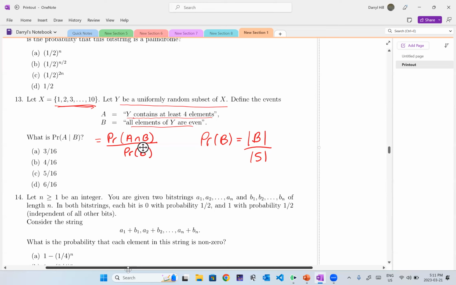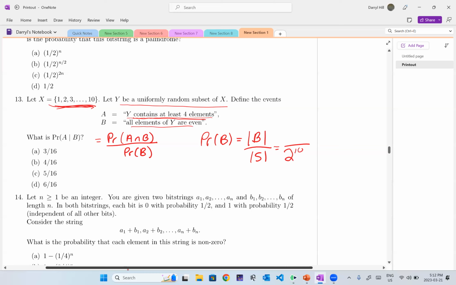So one of the events is Y contains at least 4 elements, so we have to talk about all different sizes. So how many subsets are there of a set? Yeah, so there's 2 to the power N, so 2 to the power 10 here. Okay, and B is all the elements of Y are even. So how many subsets can we choose from X that are all even?